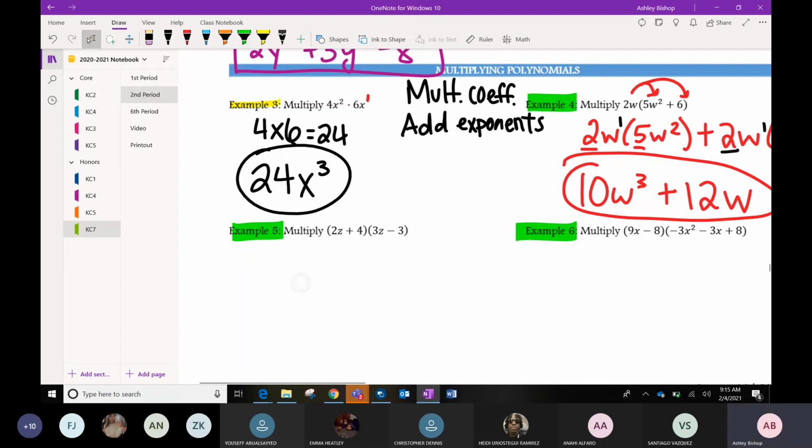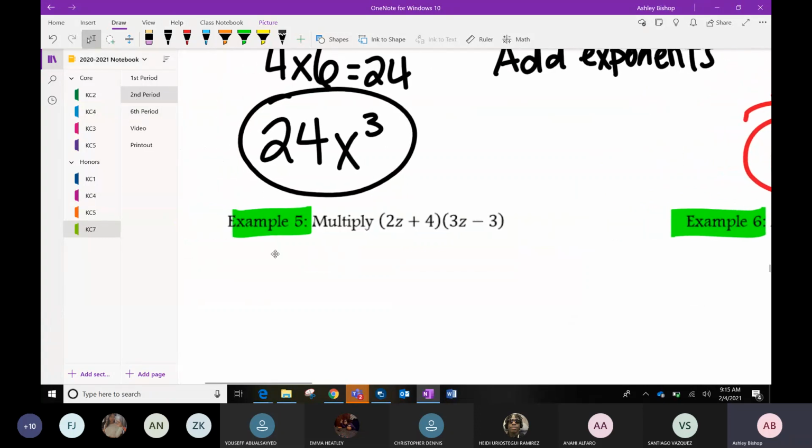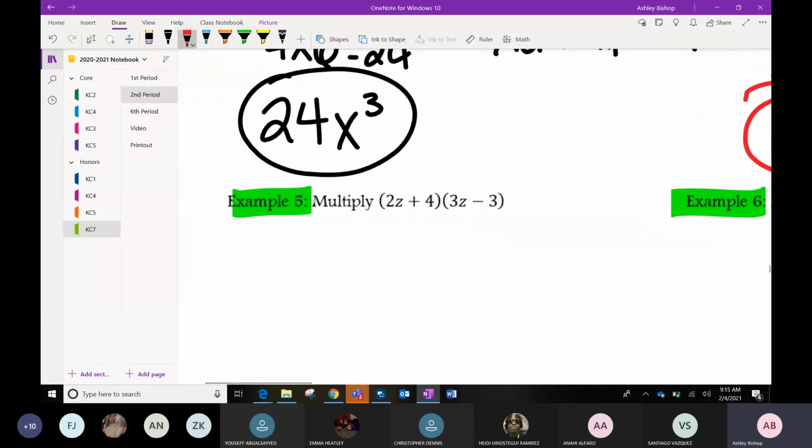Alrighty, but let's go ahead and do example 5. We are going to do the FOIL method. So FOIL means first, outer, inner, last. What it means in simpler terms is everything in this pair of parentheses needs to get multiplied by everything in this pair of parentheses. And I like to keep my work organized by using arrows. So the first term needs to get multiplied by the first term in this parenthesis, and the first term needs to get multiplied by the last term in this pair of parentheses.